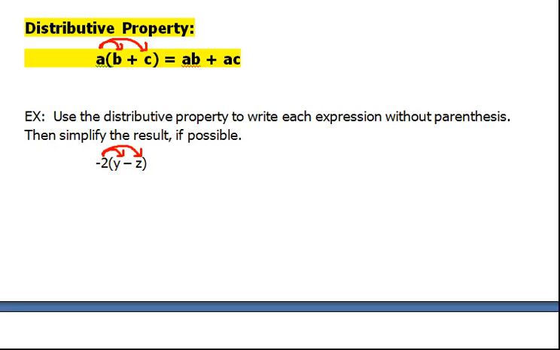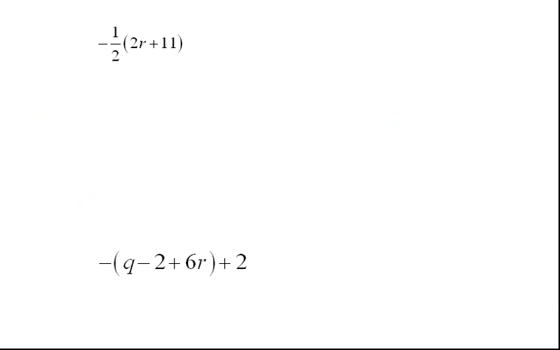So if I look at negative 2 times y, then that would be negative 2y. And if I look at negative 2 times a negative z, that would be a positive 2z. Now we cannot combine these because these are not like terms. So our answer is just negative 2y plus 2z. Let's look at another example. Here we have negative 1/2 times 2r plus 11.